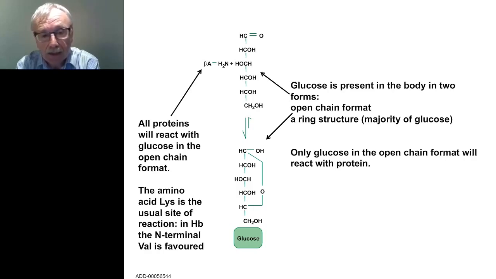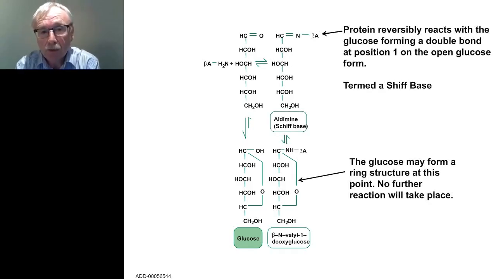Unlike the other proteins, hemoglobin is different, where glucose will react with the N-terminal valine rather than the lysine. So long as the glucose is in the open chain format, the protein will reversibly react with glucose, forming a double bond. This fraction is called a Schiff base. If here the glucose reforms the ring structure, no further reaction will take place. This reaction is fully reversible and takes place over a number of hours.